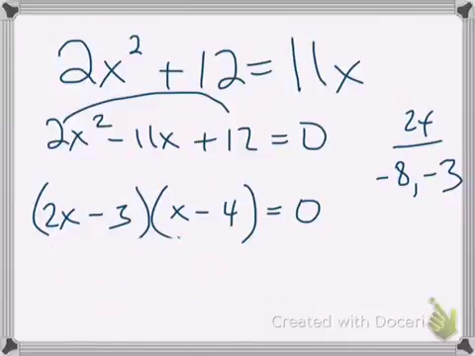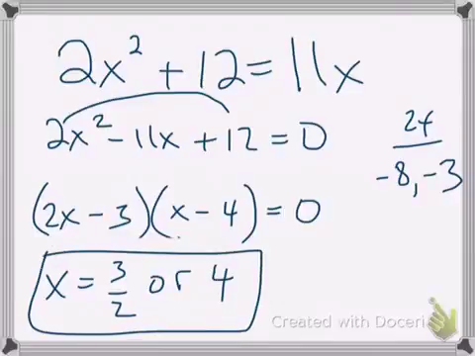we would set each factor equal to 0. 2x minus 3 equals 0 means x equals 3 halves. x minus 4 equals 0 means x equals 4. So 3 halves or 4 are the two solutions for our equation here.